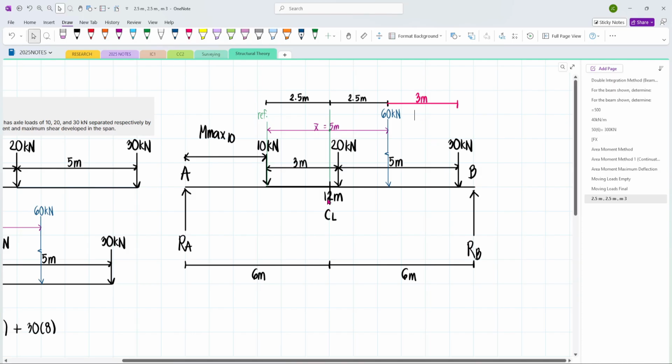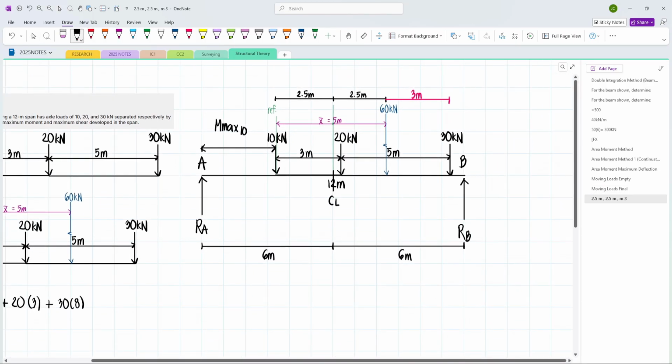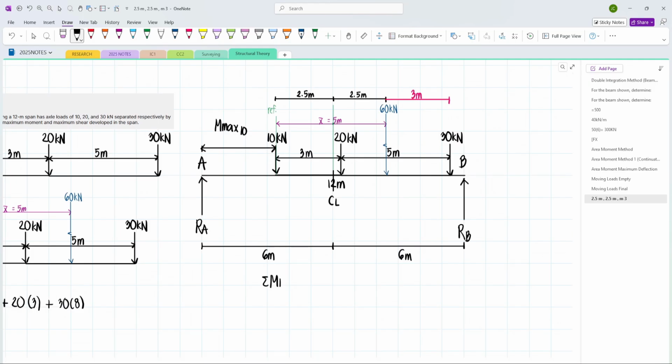Now, from the center line, this is 2.5 plus 3. So, magiging 5.5 yung total distance. Now, 5.5 is lesser than 6 meters. So, kaya, we can verify na yung 30 kN is pasok lang talaga sa span AB. Ayan. So, ngayon, we will solve RA. Summation of moments about B tayo equal 0.